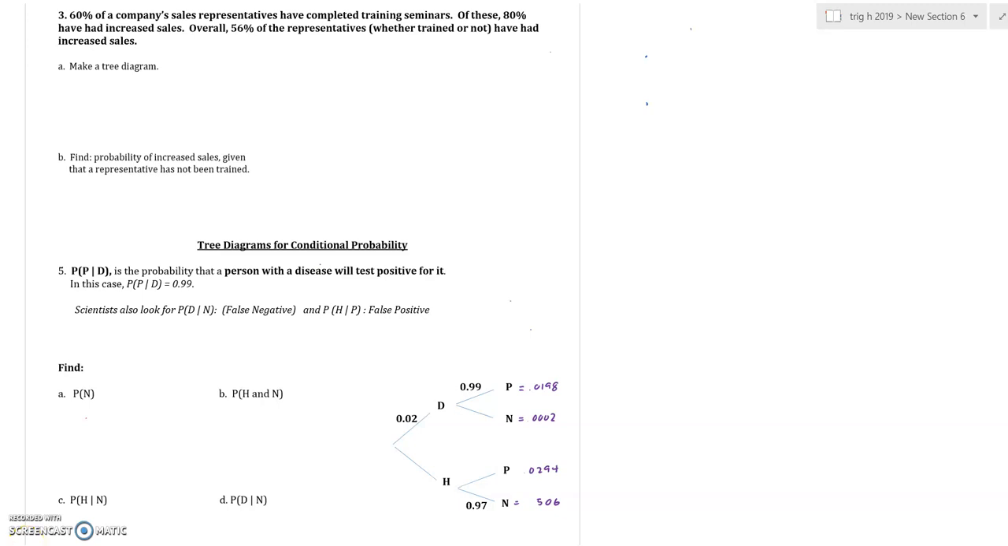Okay, so here's the third example. It says 60% of a company's sales representatives have completed training seminars. So we have 60% of the reps have been trained. So that must mean that 40% have not been trained, because again, either you're trained or you're not trained. So that should add to 1.